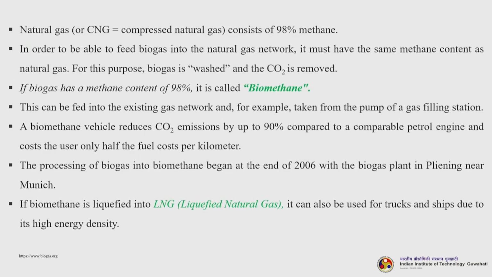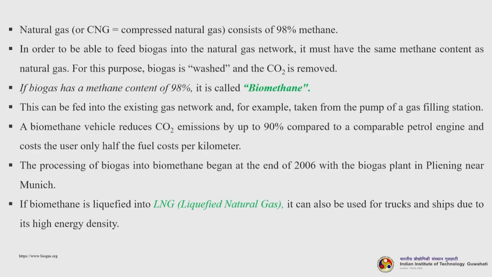Natural gas consists of 98% methane. Now, in order to be able to feed biogas into a natural gas network, it must have the same methane content as the natural gas, that means 98%. Now, for this purpose biogas is washed and the carbon dioxide is removed, so that the methane content increases. Now, if biogas has a methane content of 98%, it is called biomethane.